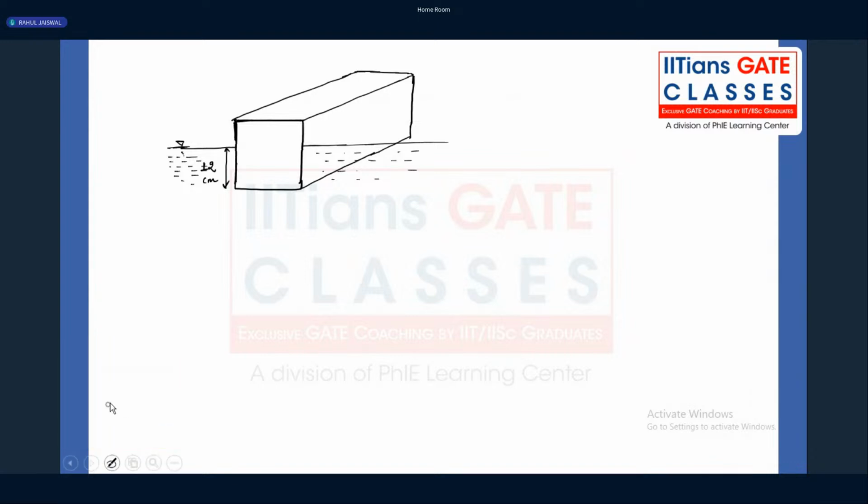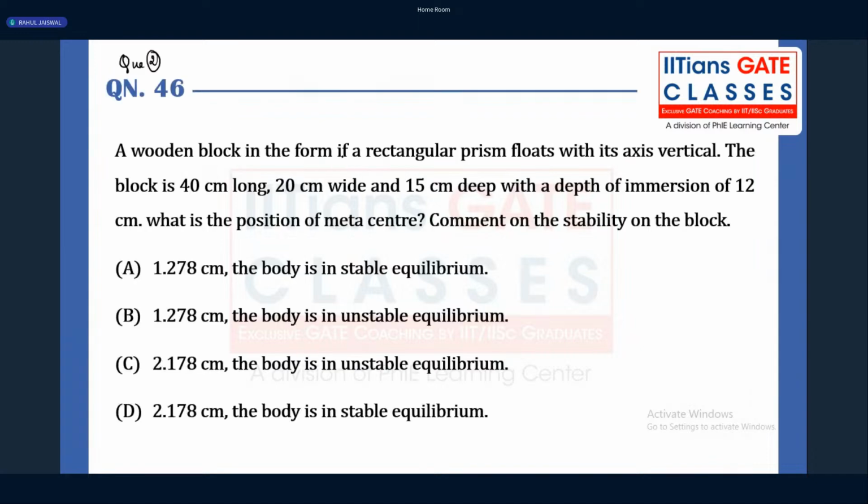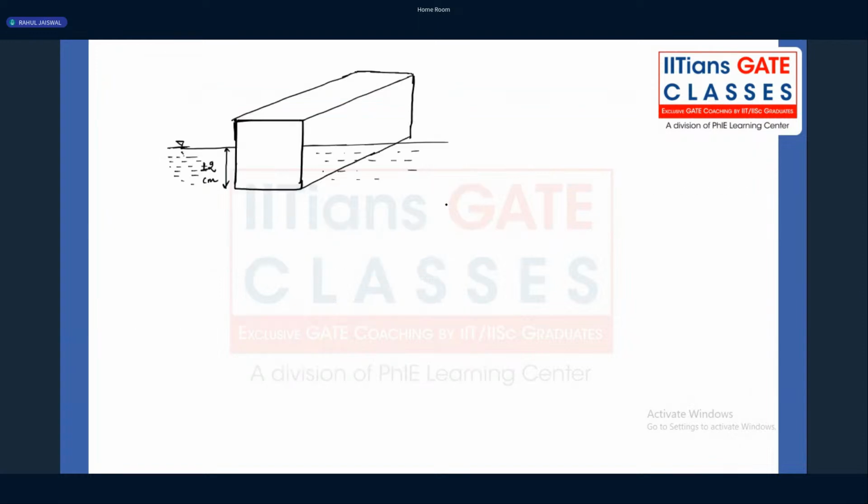Now, what else have they given? They have given the dimensions of this particular block. If you go back and see, the block is 40 centimeter long and 20 centimeter wide. And what is the total depth? It's 15 centimeter. The length is given as 40 centimeter.